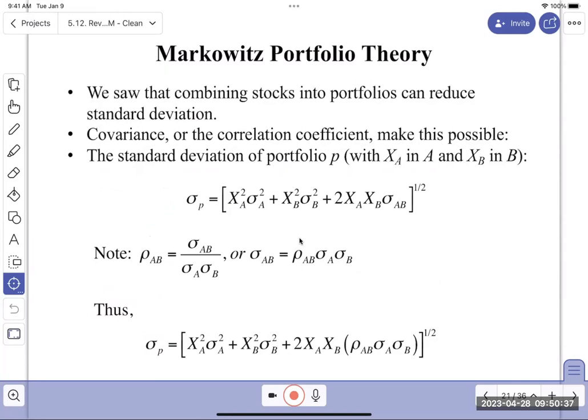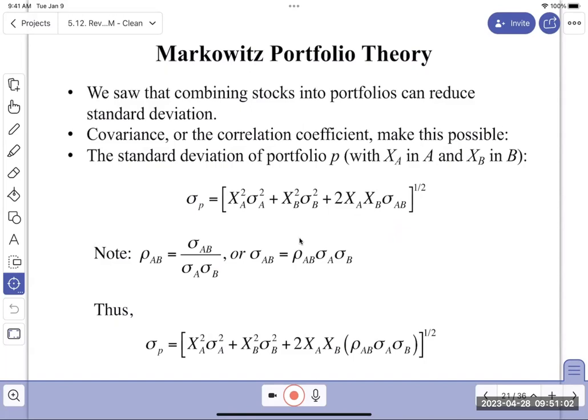We saw that combining stocks into portfolios can reduce standard deviation. Covariance or correlation coefficient make this possible. The standard deviation of a portfolio is computed like this. All this stuff should look familiar, maybe still make you uncomfortable, but it looks familiar. We understand this.